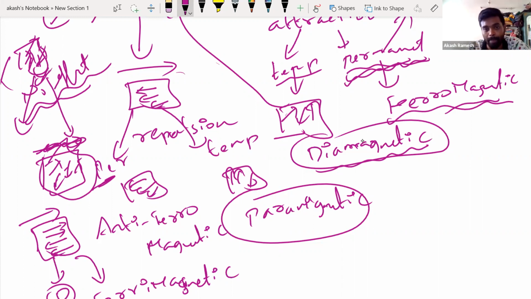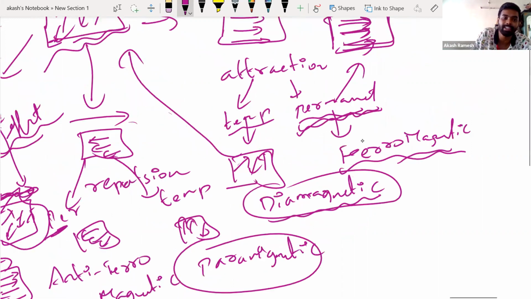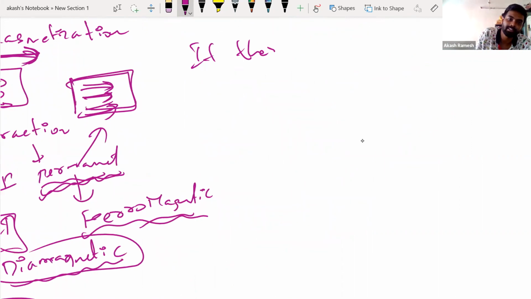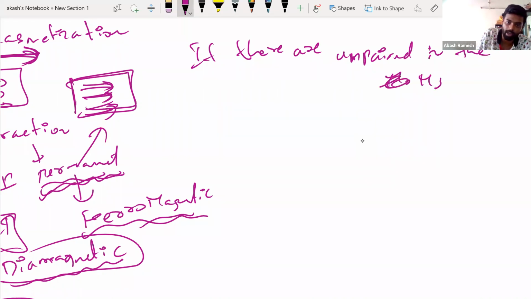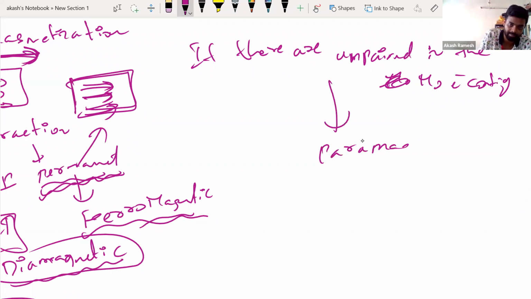Okay, right. So diamagnetic and paramagnetic, we'll see how to predict them just by looking at the molecular orbital configuration. It's very, very simple, people. The simple thumb rule is if there are unpaired electrons in the molecule or in the MO electronic configuration, that becomes a paramagnetic substance.